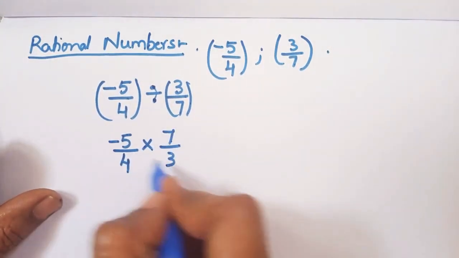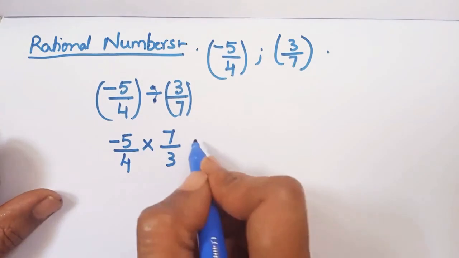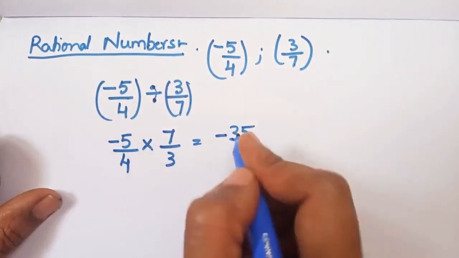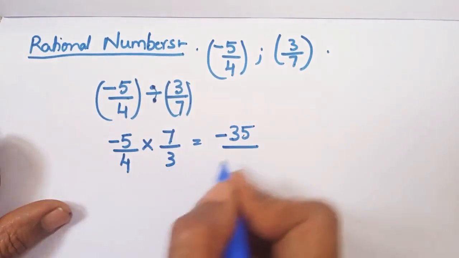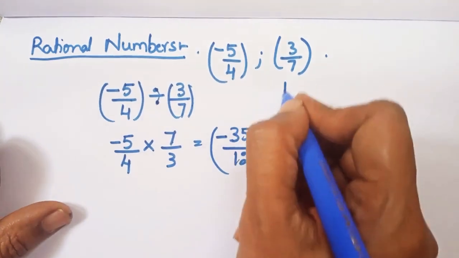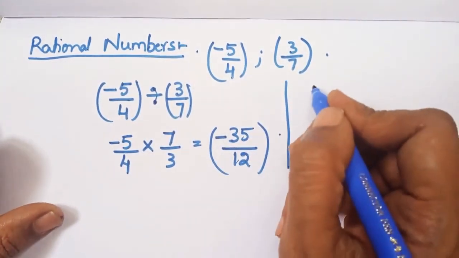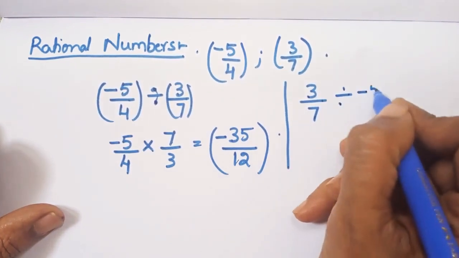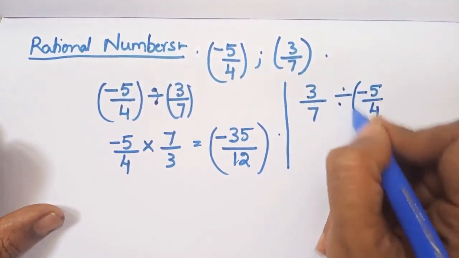If there are any cancellations possible, you can check here. Not possible. So it will become 7 into 5, 35, minus 35 by 4 3s 12. So we got this answer. Keep it. And now my B divided by A, that is 3 by 7 divided by my A, which is minus 5 by 4.